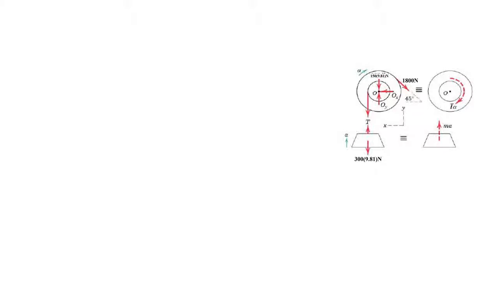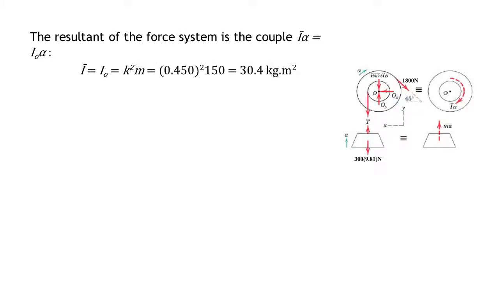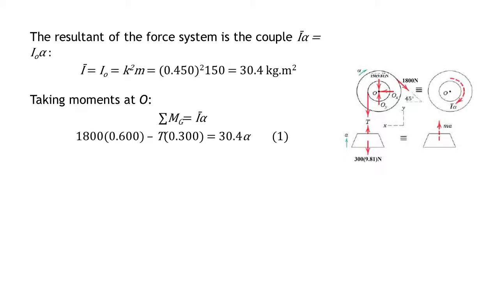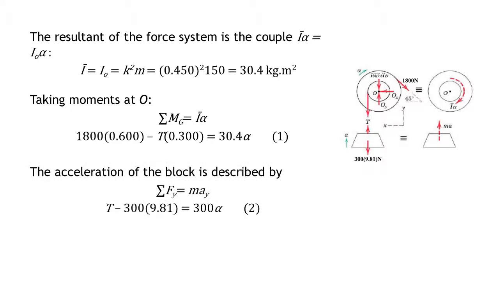The free body and kinetic diagrams of the drums and concrete block are drawn showing all forces which act, including the components O_x and O_y of the bearing reaction. The resultant of the force on the drums for centroidal rotation is the couple I-bar alpha, which is equal to I_O alpha. Taking moments about the mass center O for the pulley in the sense of the angular acceleration alpha gives equation 1. The acceleration of the block is described by equation 2.